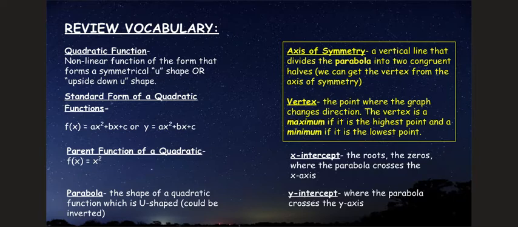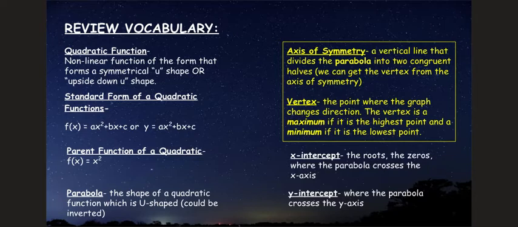All right, I'm going to skip over the yellow box, and I'm going to go to x-intercept. The x-intercept is the roots, the zeros. It's also where the parabola crosses the x-axis. And then we have the y-intercept, and that is where the parabola crosses the y-axis.